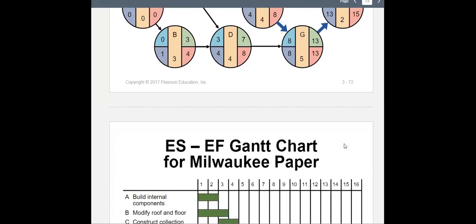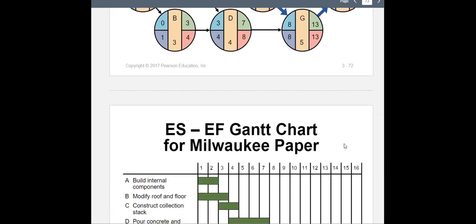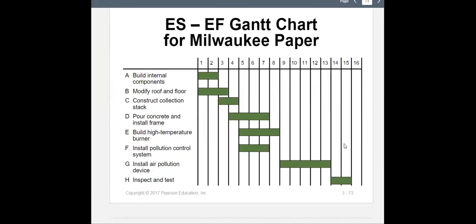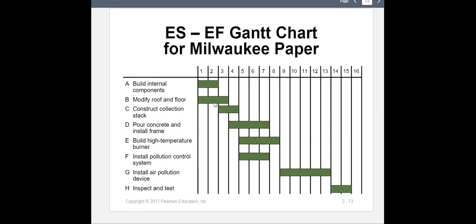So using all these numbers, you can create a Gantt chart. That's your Gantt chart. A Gantt chart is nothing but a list of all of your activities and a calendar showing the time: week 1, week 2, week 3, up to week 15, 16. It shows where each task starts and when it's going to end. And that's using your early start and early finish.